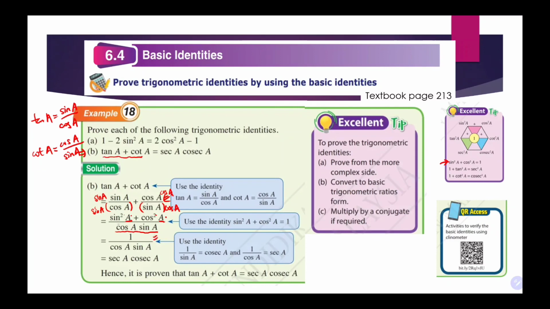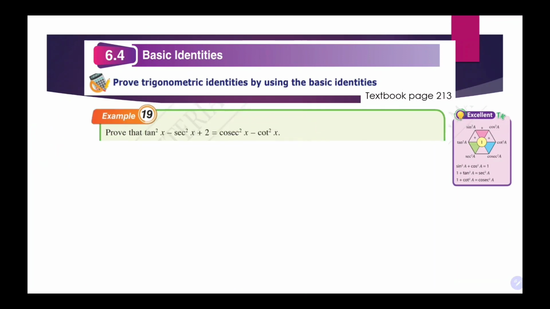So from here, we can break our fraction into 1 over cos A times 1 over sine A. We can see 1 over cos A is actually secant A, and 1 over sine A is actually cosecant A, and times, therefore I don't need any symbol in between secant A and cosecant A. Hence it is proven that tangent A plus cotangent A equals to secant A times cosecant A. Okay, move on. Example 19 in page 213.